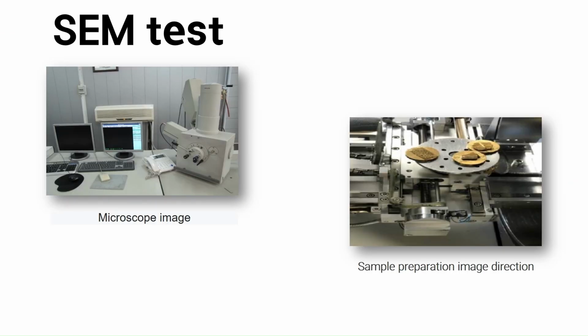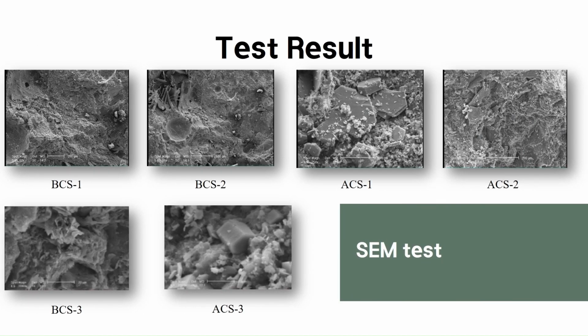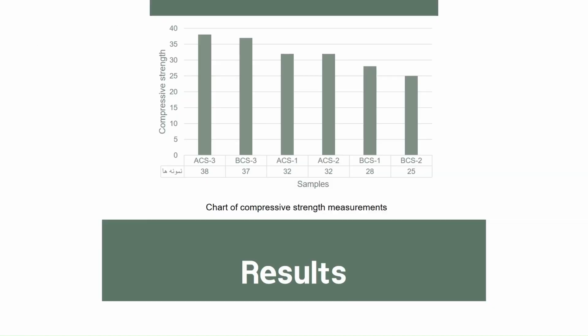SEM analysis of concrete samples. Concrete samples with a compressive strength of 30 MPa were prepared, polished, and gold-coated. These samples were examined under a scanning electron microscope, or SEM, to capture images and analyze the chemical composition of calcium carbonate deposits. On this slide, we can see the results of the SEM test. In this table, we can see the compressive strength of our samples.